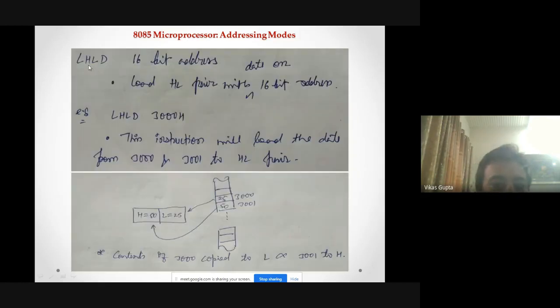Next one is LHLD. This is also an important instruction, LHLD 16-bit address. That means load HL pair with the 16-bit address.